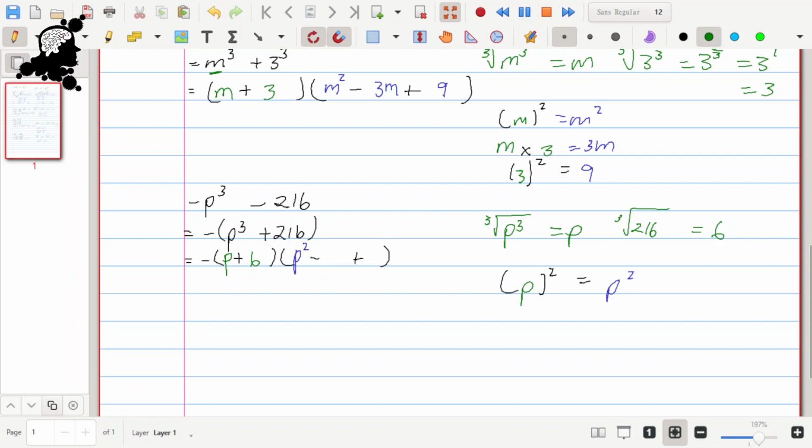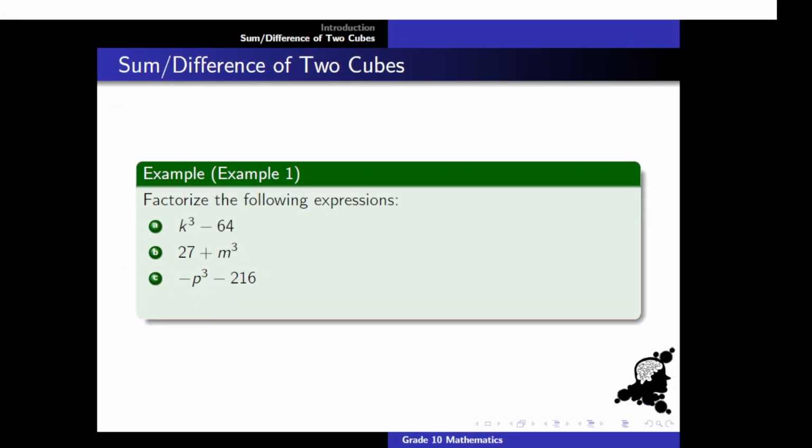Next step is to multiply the two terms in the first bracket. So p times 6 is going to give you an answer of 6p. Let's put 6p there. Lastly, we need to square the last term in the first bracket. So 6 squared is going to give me an answer of 36. So I put 36 there, and I'm done factorizing it. Wonderful. Life is great.